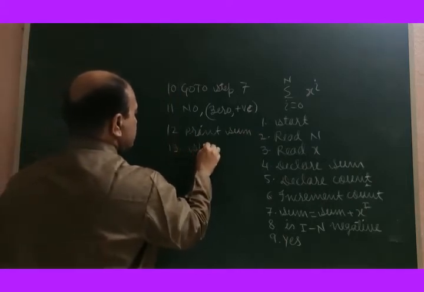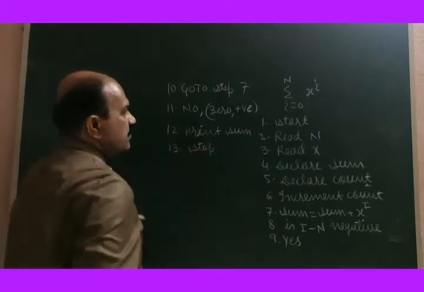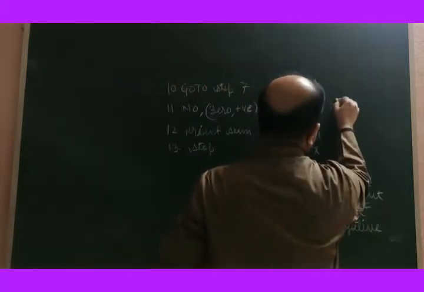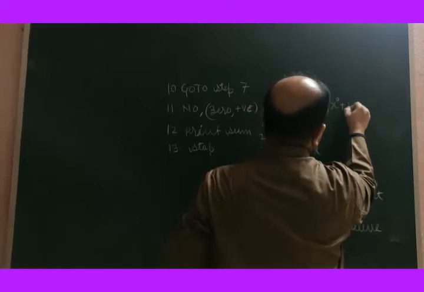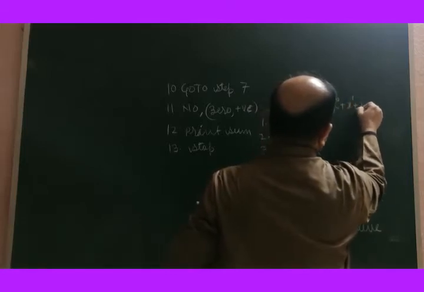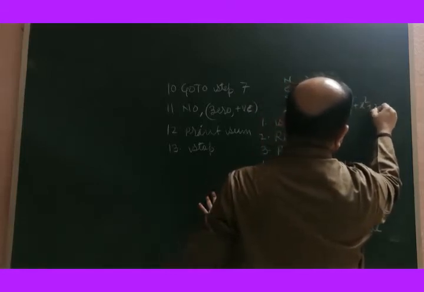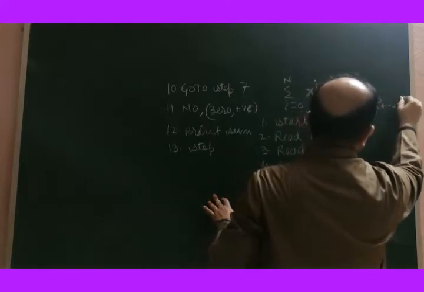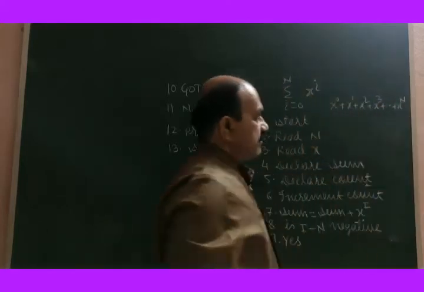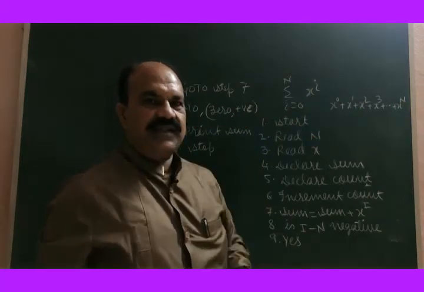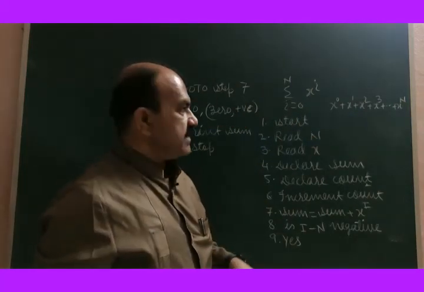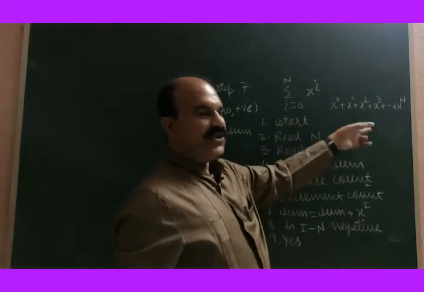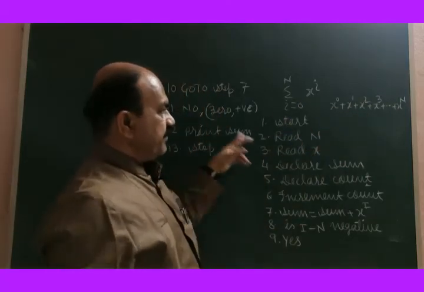Stop. So this series should be x to the power 0 plus x to the power 1 plus x square plus x cube plus dash dash x to the power n. This is the type of series, right? And for this series, this is the algorithm.